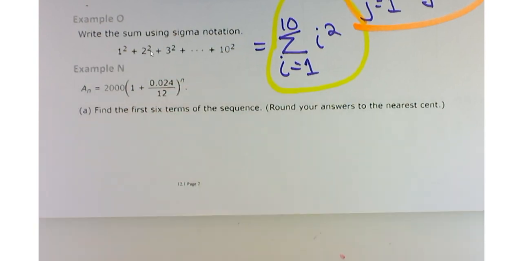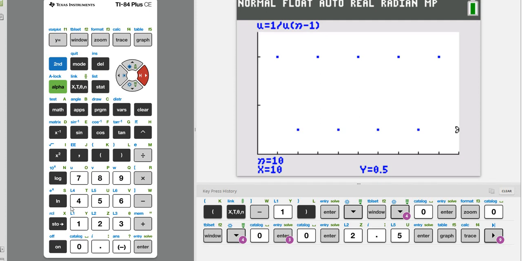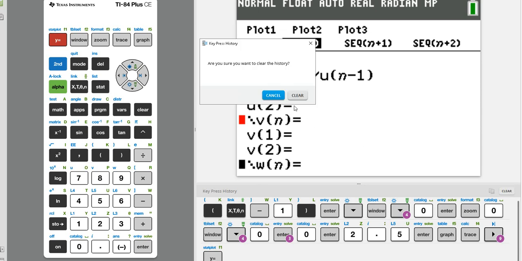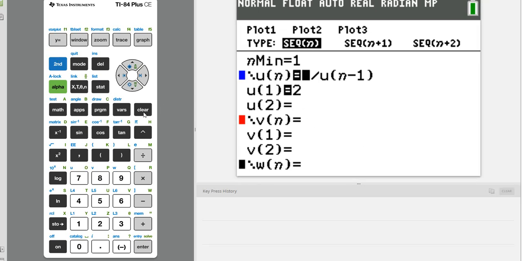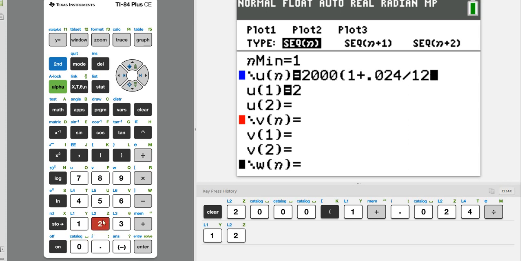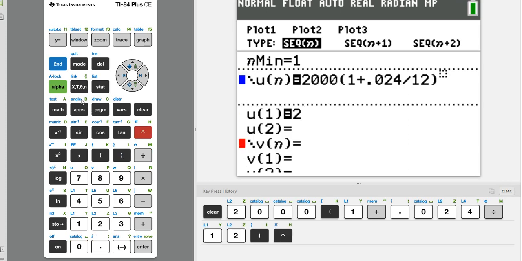So you don't need to be able to unravel this expression in terms of the story problem I just dictated, but let's put this expression into our calculators and get it to give us the first 6 terms of this sequence. So do we put this in the table again? Yeah, we're going to eventually do a table. So I'm going to go up to my y equals term and clear this out. Let's put in the number 2,000, parenthesis, 1 plus 0.024 divided by 12, and raised to the n power.